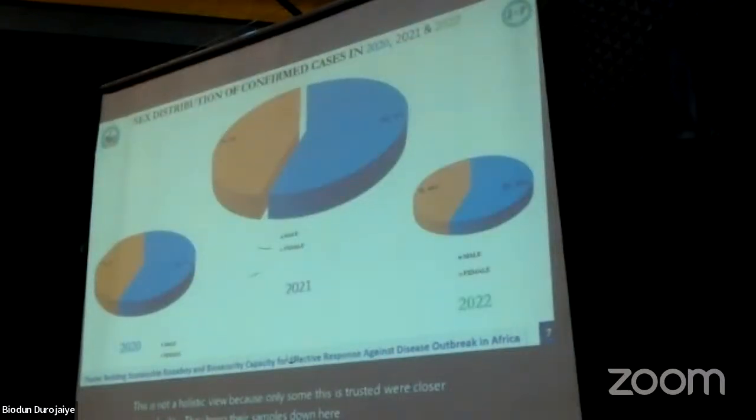However, we show the distribution among the genders from 2020, 2021, and 2022 till the month of August 2022. You can see it was almost equal distribution among the genders. This is female, this is male, this is female, this is male, this is female, this is male. They were always of equal distribution in terms of confirmed cases among the genders.